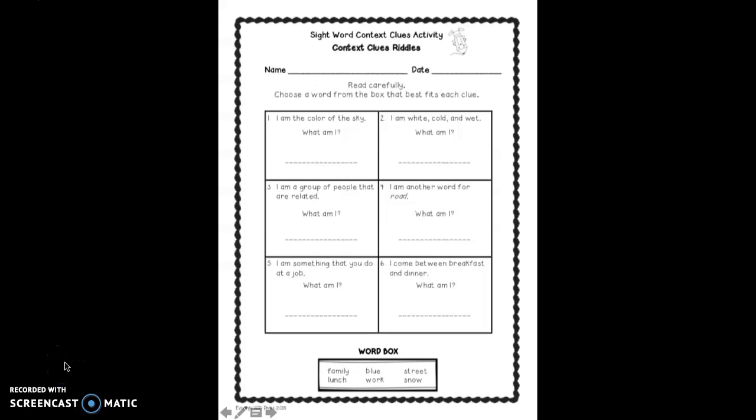This is sight word context clues activity. So these are context clues riddles. You're going to read carefully, choose a word from the box down here that fits best with each clue. So remember, context clues, we have to use the words around it to figure out what the word is or what it means. So number 1, I am the color of the sky.